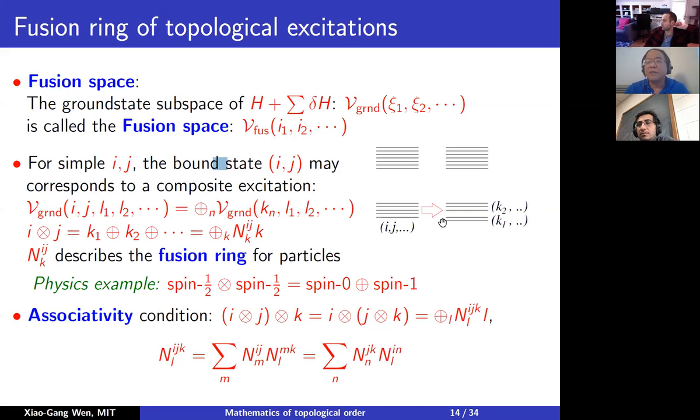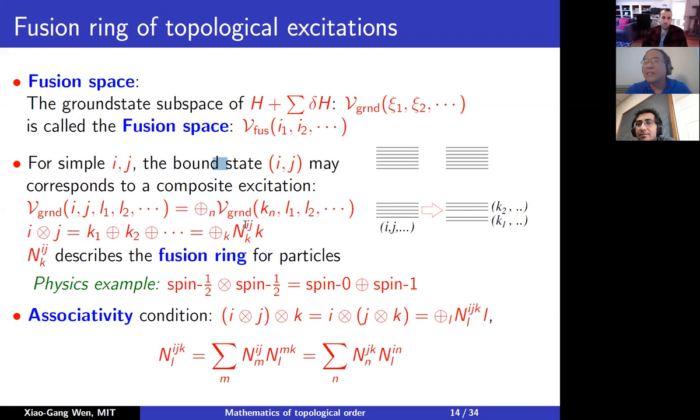For example, if you bring I and J together, this degenerate ground state can split when they are too close, and from two it becomes a type K1 and a type K2. K1 and K2 are simple, stable types. That means the fusion of two particles can have a direct sum. This is a possibility pointed out by mathematicians, so we should consider this direct sum. In physics, we usually ignore this possibility. So the fusion is more complicated, and we have this kind of structure.